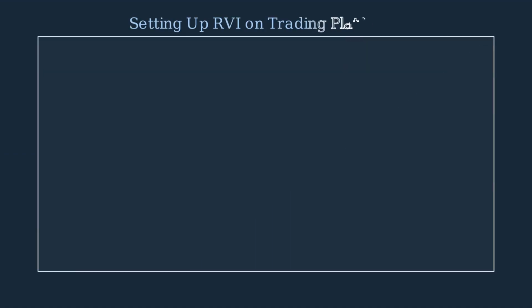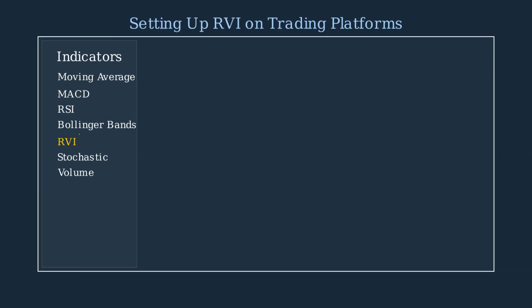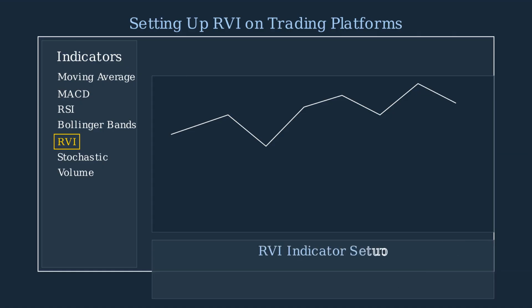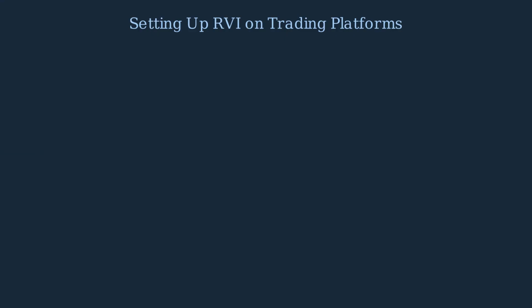Most modern trading platforms include the RVI indicator in their technical analysis toolkit. To set up the RVI indicator, first locate it in your platform's technical indicator menu. After selecting the RVI indicator, you'll see the chart area where the indicator will be displayed. The standard settings for RVI use a 10-period calculation for the main RVI line and a 4-period for the signal line. The RVI indicator typically appears in a separate window below the price chart with values ranging from 0 to 1. You may need to adjust these parameters based on your trading time frame and strategy.